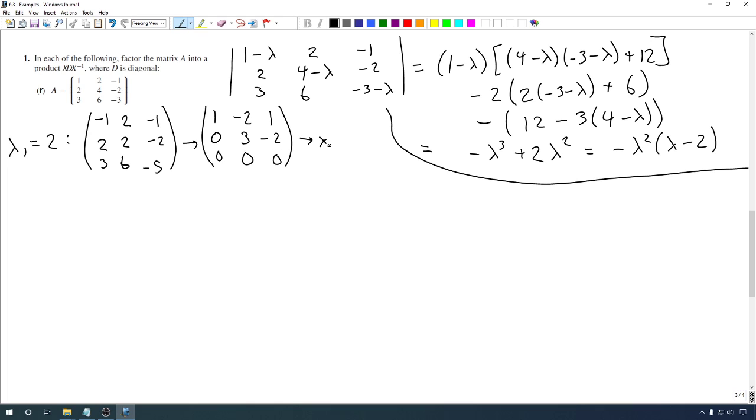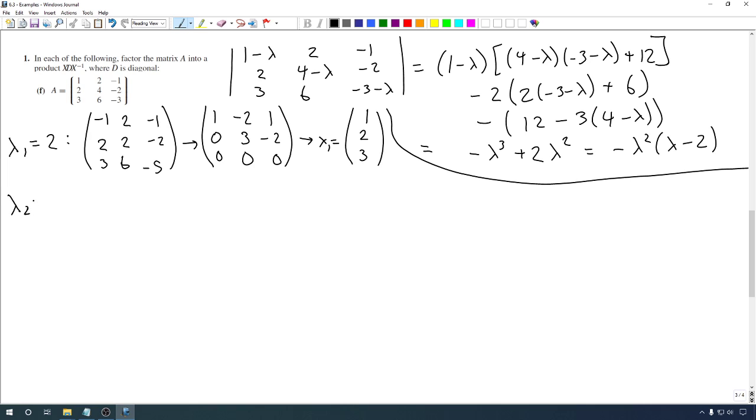Of course, that gives us an x1. Since we have the 3 here, I'm going to go ahead and pick 3 for our last variable, which will give us a 2 for our second variable, and ultimately give us a 1 for our first variable. So 1, 2, 3.